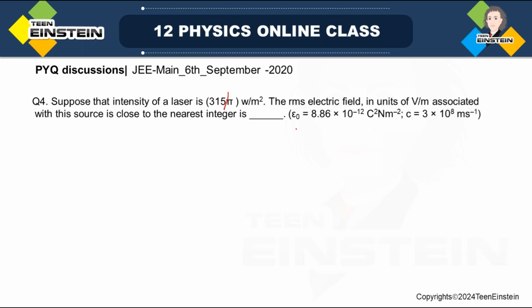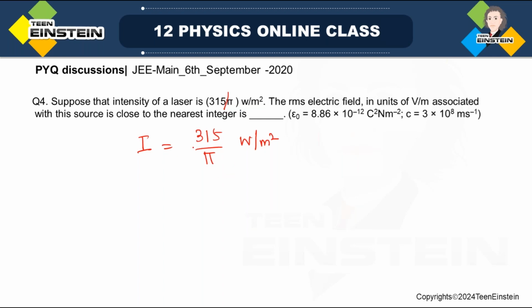315 over pi watt per meter square. The RMS electric field in unit volt per meter associated with this source is close to, excuse me, close to the nearest integer. Here the intensity of the laser light is given, so that is 315 over pi watt per meter square. This is actually the intensity.